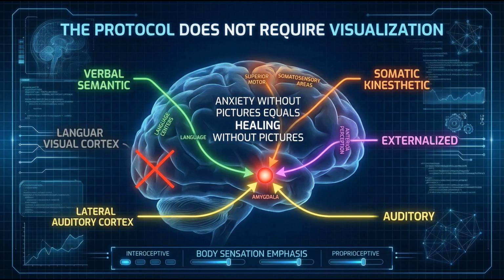Channel 2. Somatic and kinesthetic simulation. Your body is a simulation engine. You don't need to see dominance. You need to feel it. Stand up, plant your feet, expand your chest. Breathe slowly and deliberately. Let your arms hang at your sides, relaxed but not collapsed. Feel the physical state of someone who is completely unafraid.